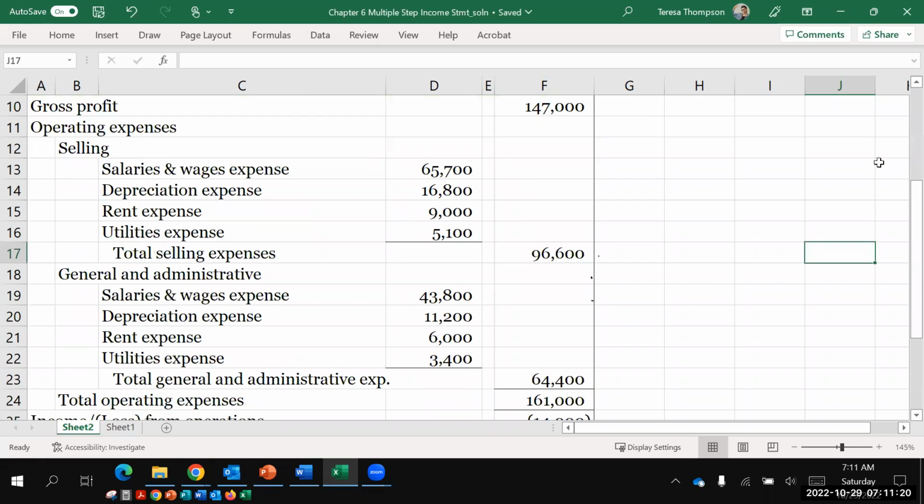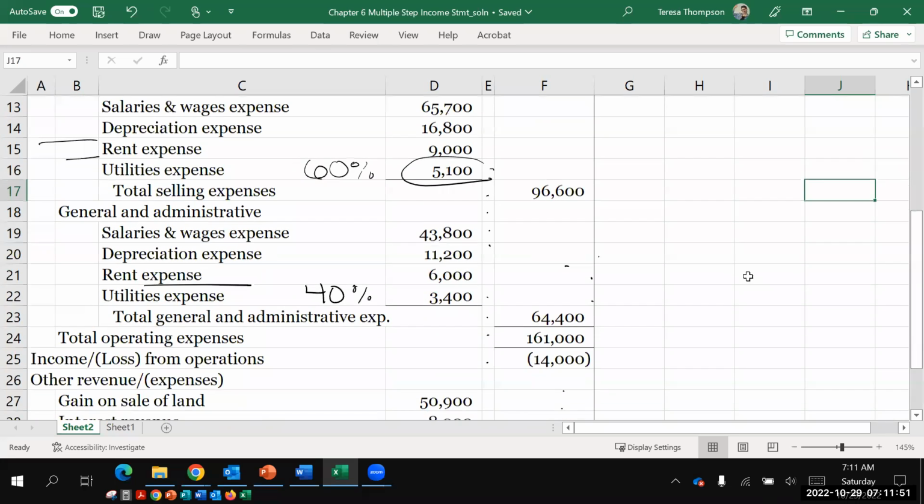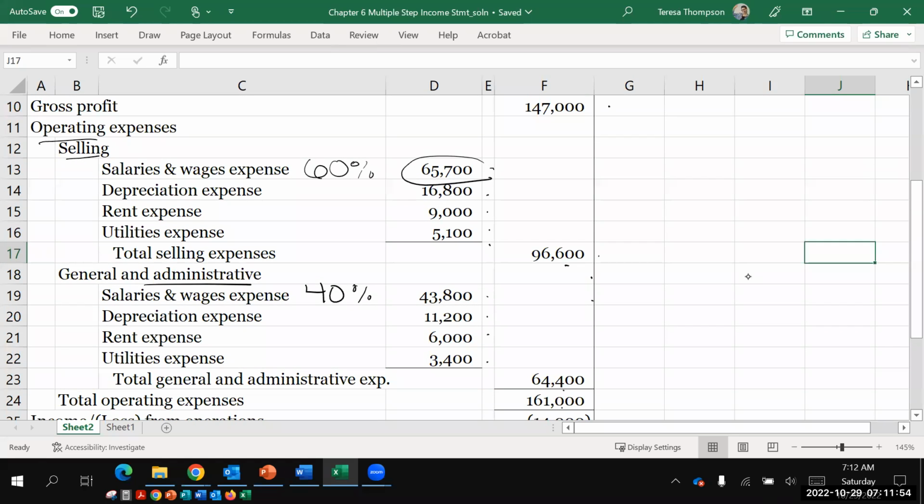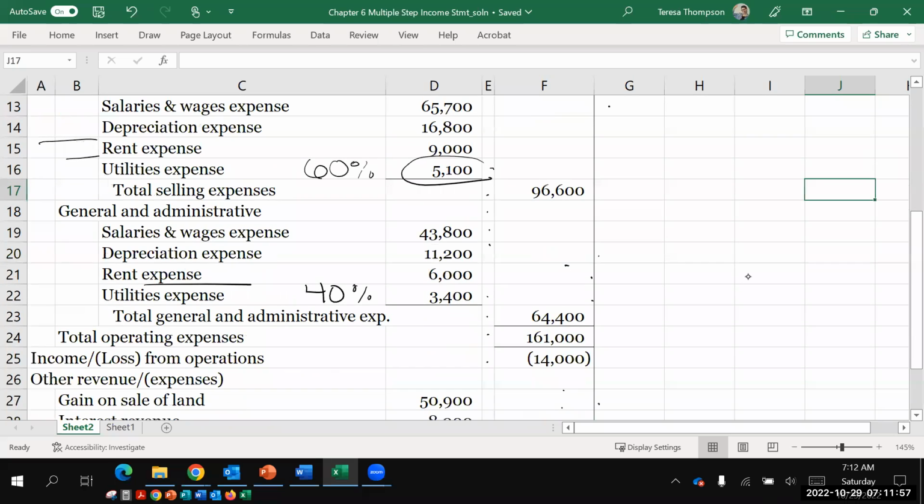And now we're on to our operating expenses. We said there's two categories, selling and your administrative. Okay, and they told us it was allocated 60-40. So I just took the total salaries expense multiplied by 60% for your selling, 40% for your admin. Still, you want to put your costs in the descending order, largest amounts first. Okay, totals for each category. Your total for operating expenses is 161. Subtract that from your gross profit of 147. And you get 14,000. And it happens to be a loss.